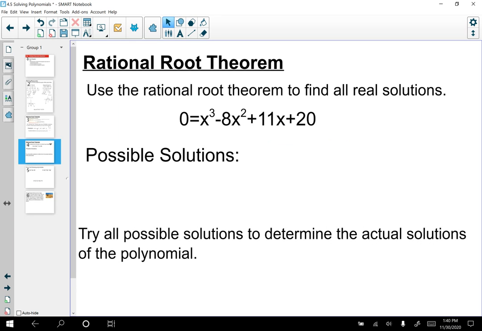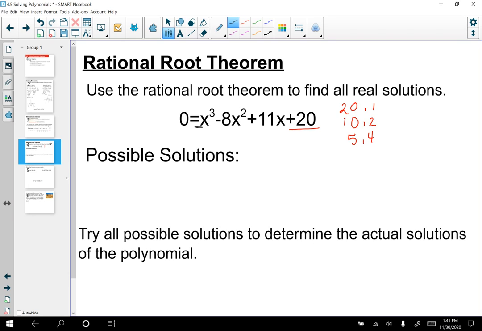Okay, so use the rational root theorem to find all real solutions. So we know we need to take the factors of our constant term over the factors of our leading coefficient. Well, the factors of our constant term here are, we have 20 times 1 gives us 20, right? 10 and 2. And 5 and 4, correct? Those are all of the factors of our constant term. And those are going to be over the factors of our leading coefficient. Well, here our leading coefficient is just 1.